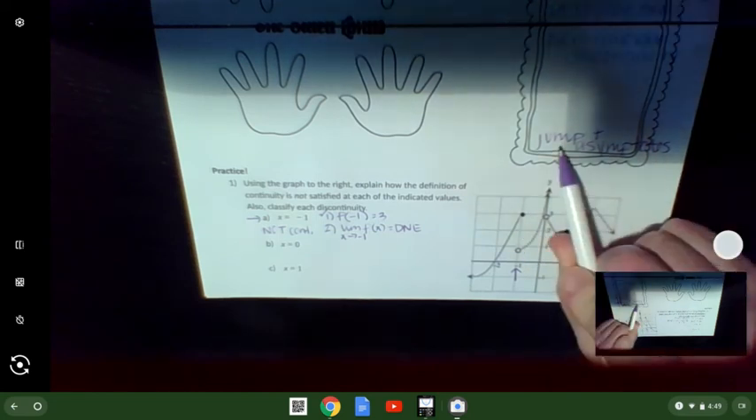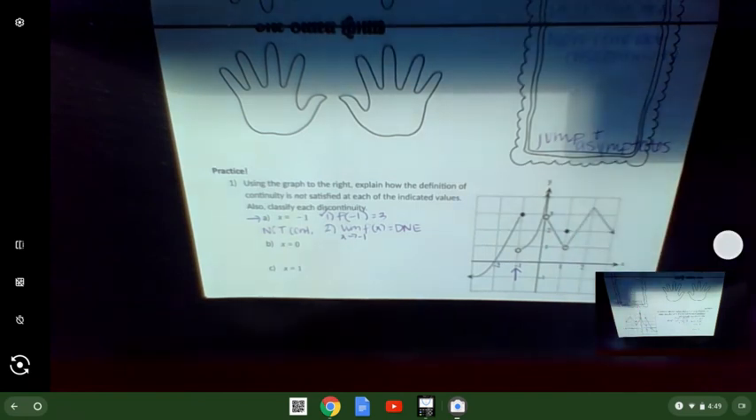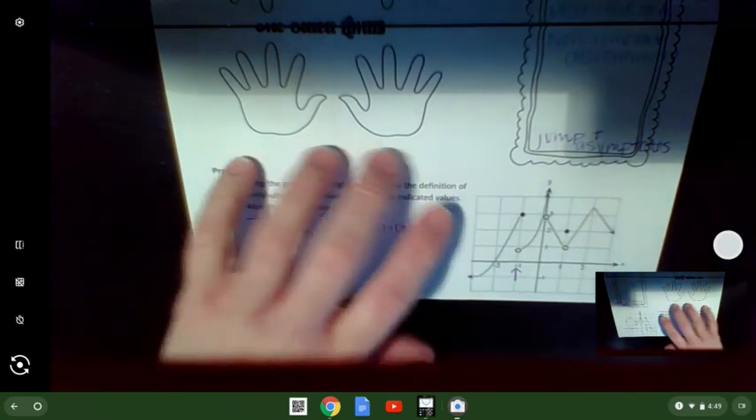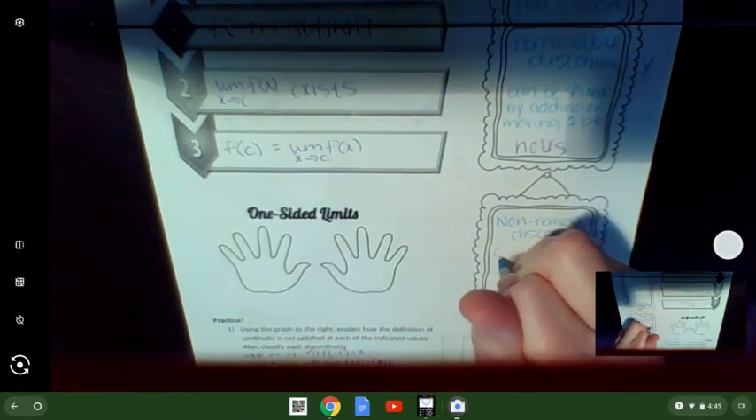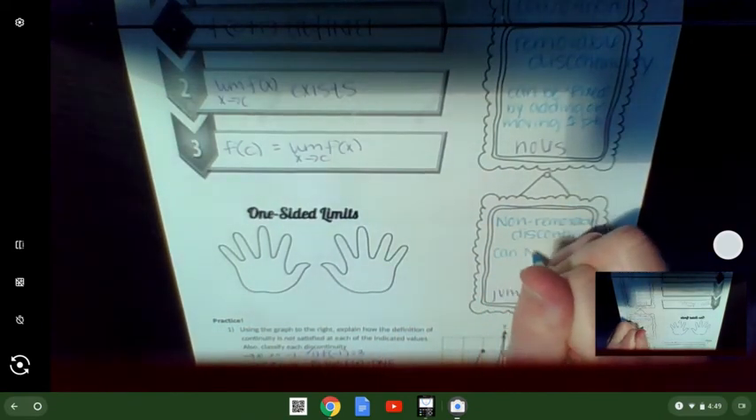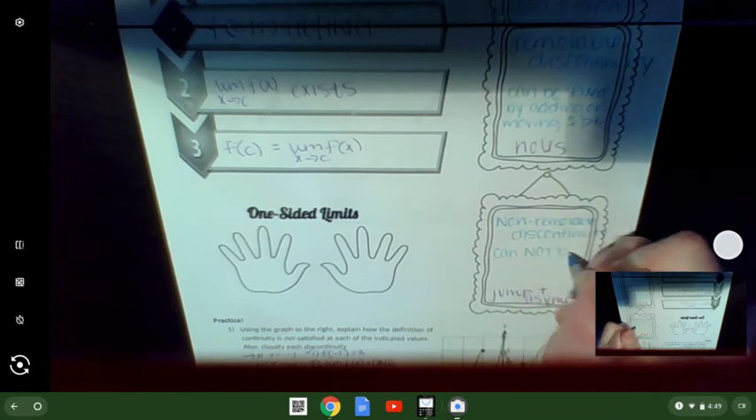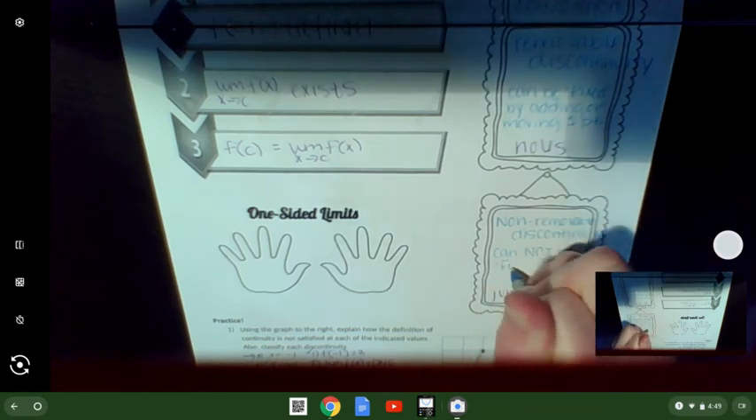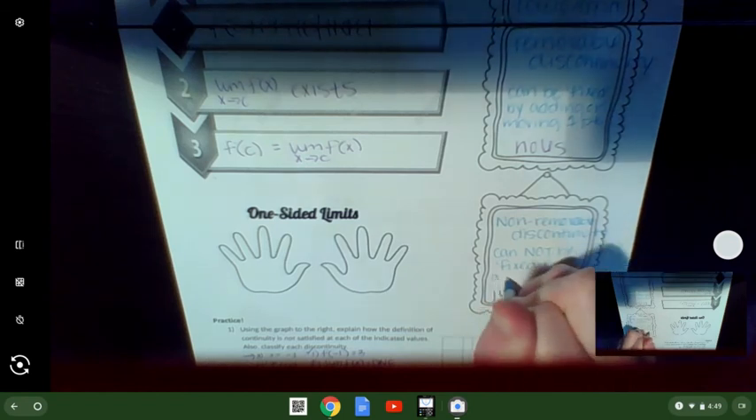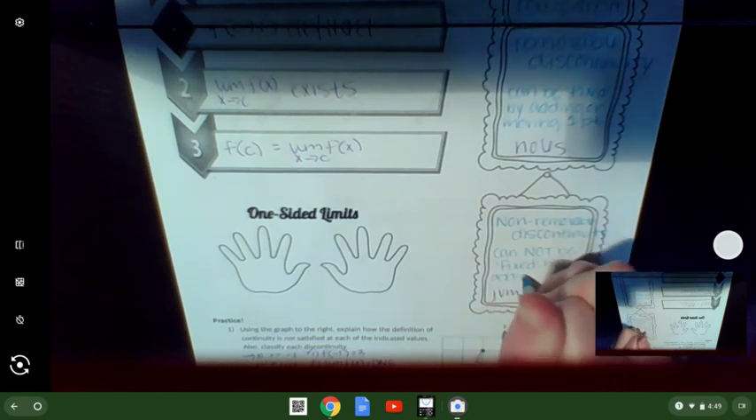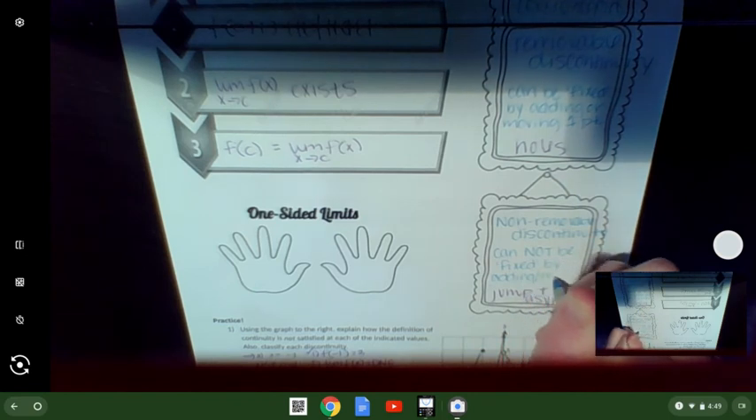Now, obviously, jumps we already put in the non-removable discontinuity category, meaning it cannot be fixed. I guess I could add that on here. Cannot be fixed by adding or moving 1 point. Again, fixed means being made continuous by adding or moving a point.